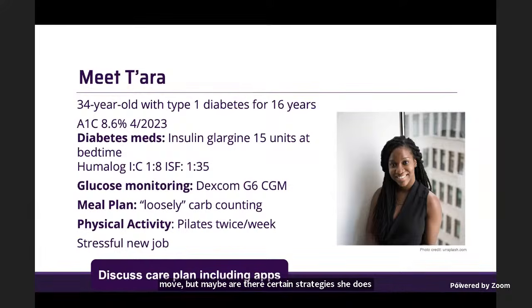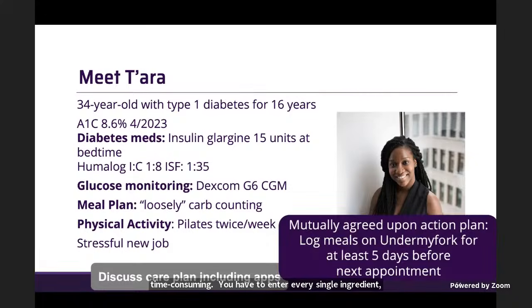So we think about apps, and she's shared with me she's tried some of the typical nutrient counting apps, and it was really time consuming for her. She'd often have to enter, as many of you know, some of these apps, every single ingredient. It takes a lot of time. She just didn't have the time. So we talk about other apps, including ones that are photo-based, where we don't necessarily need to count every single nutrient, but really help provide a visual tool. So the app that was mutually agreed upon was Under My Fork, where again, we worked on using it for at least 5 days before the next appointment.